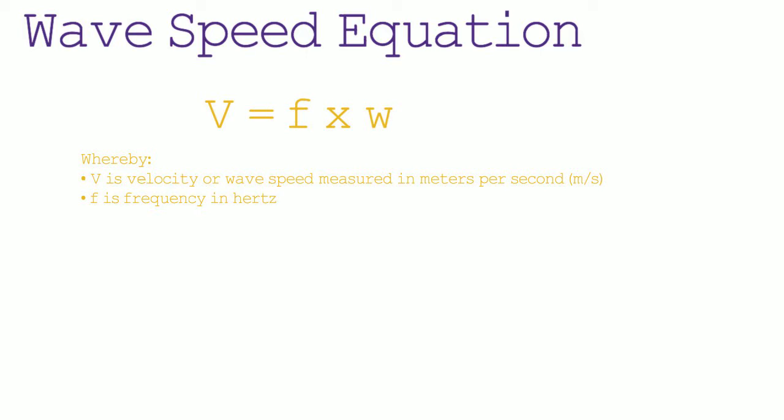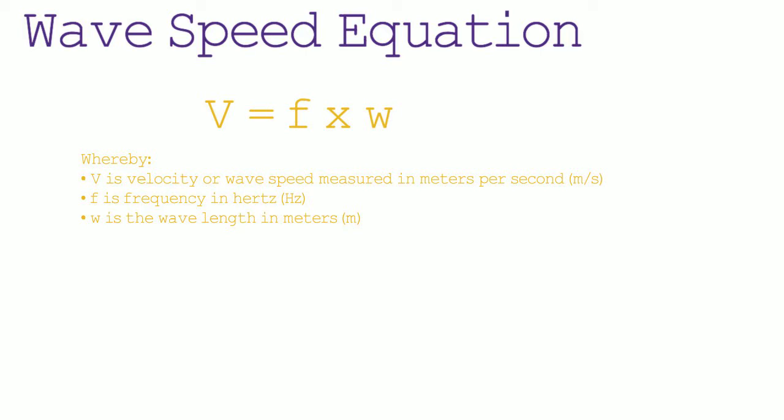We can work out the speed of a wave by using the following formula. We use the formula V equals F times W. I've had to put W in because unfortunately lambda doesn't work in this font. V is velocity or wave speed measured in meters per second. F is the frequency measured in hertz, and W, or lambda as it usually appears, is the wavelength, which is measured in meters. The speed of a wave is related to its frequency and wavelength.